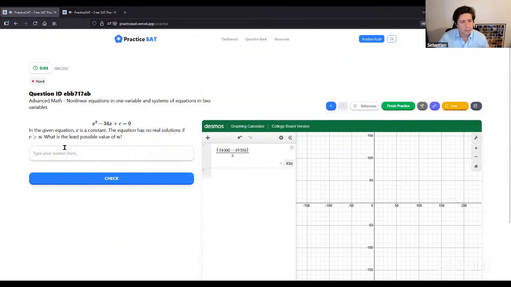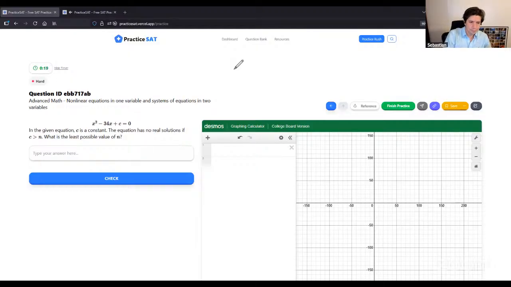So x squared minus 34x plus c in the given equation, c is a constant. The equation has no real solution if c is greater than n. What is the least possible value of that? So this is a quadratic with no real solution. You could move things around on a graph, but I like to do the discriminant.